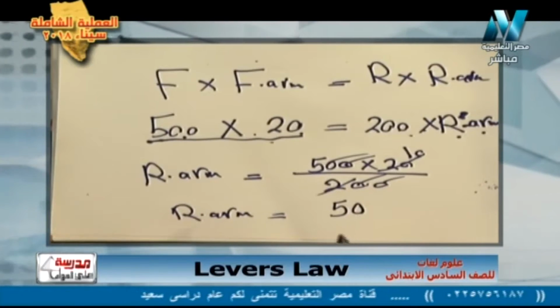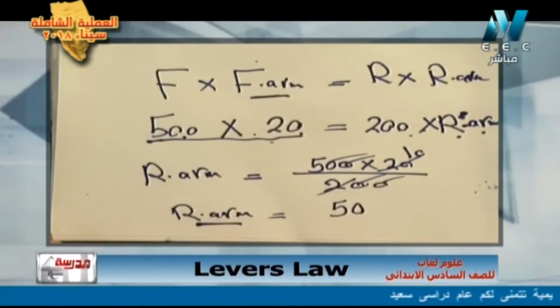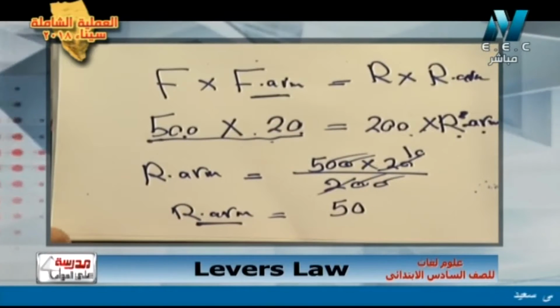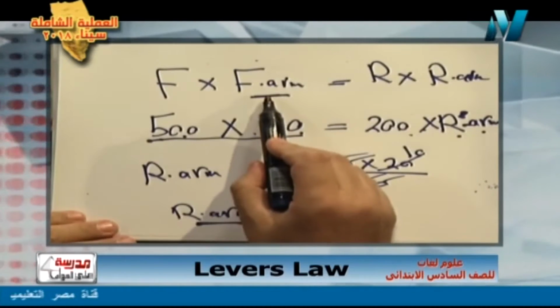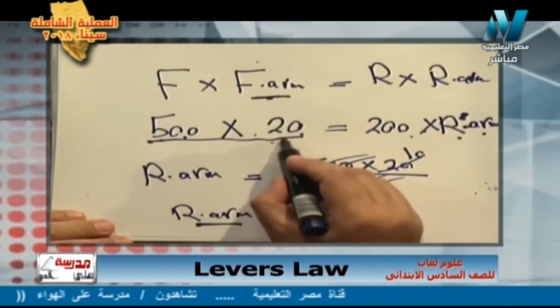50 what? The resistance arm has the same unit of effort force arm. يبقى عشان اكتب يونت صح برجع البروبلم مرة تانية وبشوف اليونت الموجودة عند resistance arm هي اللي عند effort force arm. So the effort force arm was 20 centimeter.